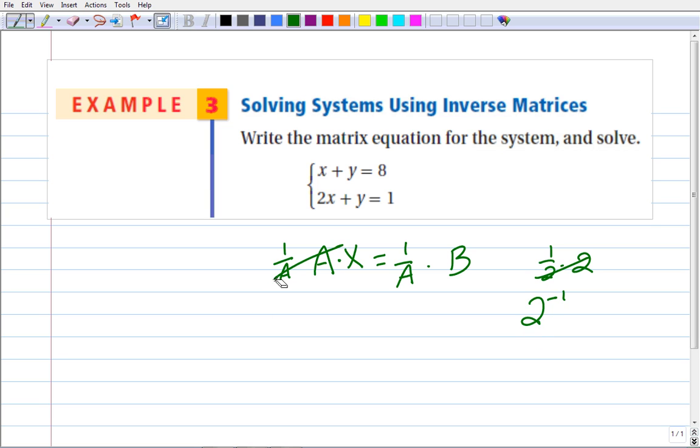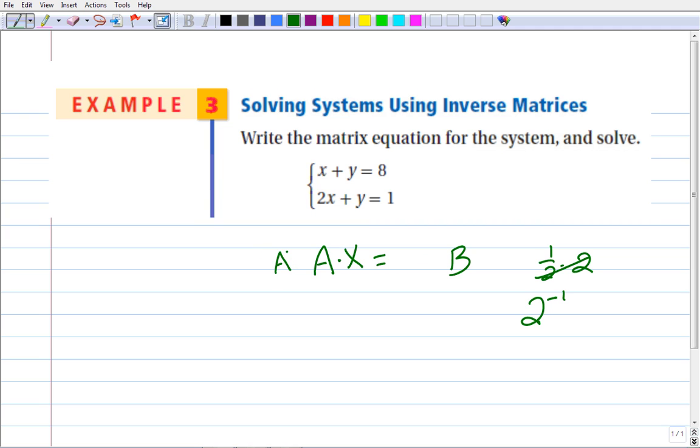So maybe instead of writing 1 over A, if I write A to the negative 1, the inverse of A, and multiply that on each side, A and the inverse of A cancel out to just be 1, or the identity matrix when we're looking at matrices. So then X will be equal to A to the negative 1, so the inverse of A, times B. So we're actually going to be looking to set up our matrices in this way. We'll solve for our variables by taking our inverse matrix of A and multiplying it by B, which is going to end up being our constant matrix. So let me show you what I'm talking about here. Let me erase all of this.